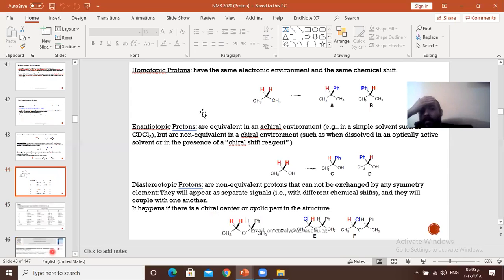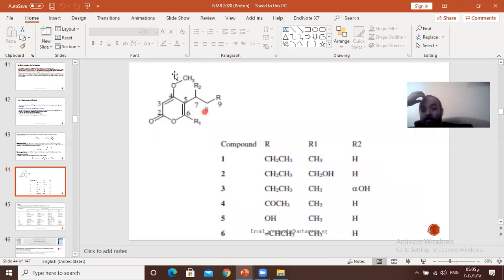If you look at this compound, this work we made and published in the Journal of Tetrahedron. We isolated four new compounds, 1 to 4. If you look at the difference, this R2 in compounds 1, 2, and 4 is a proton, but in compound 3 it's an alpha hydroxyl. So position 8 should be enantiotopic in compounds 1, 2, and 4, which means it appears as one signal. But in compound 3, it will appear as two different signals.